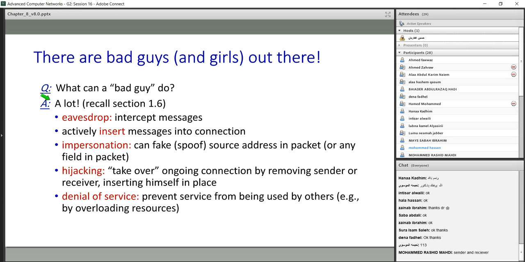And what he or she can do. The bad guy or bad girl can do truly a lot. Maybe bad guys intercept my messages. Maybe they actively insert some messages from my side, sending some messages from my side to the other side.